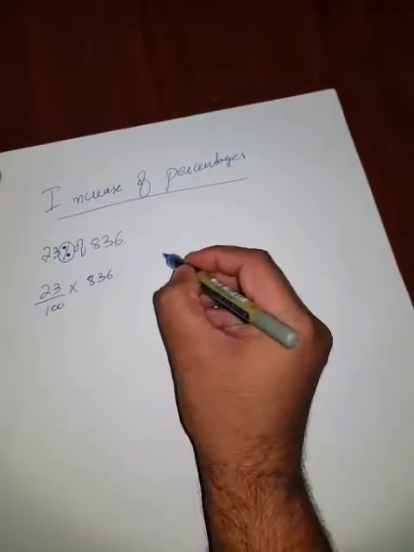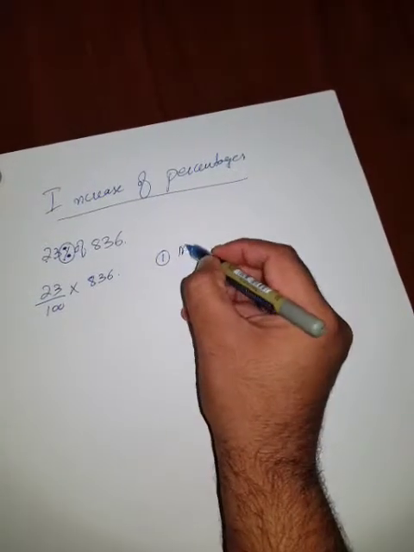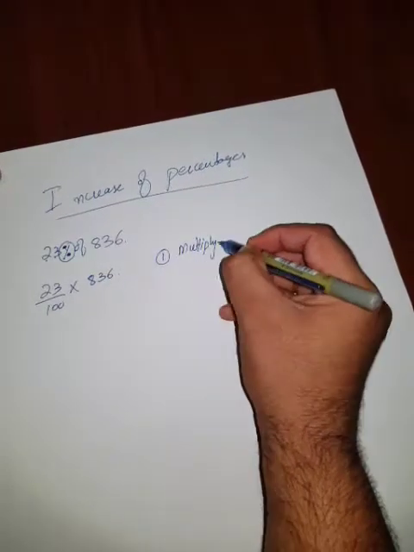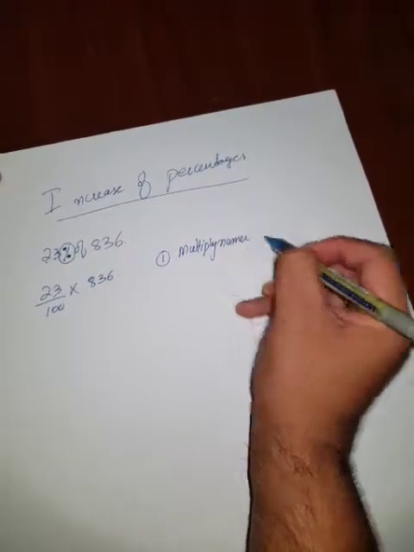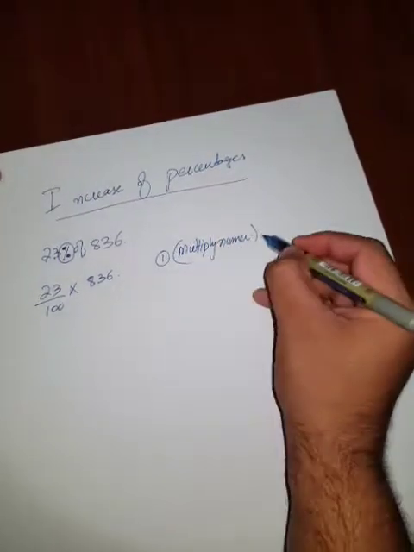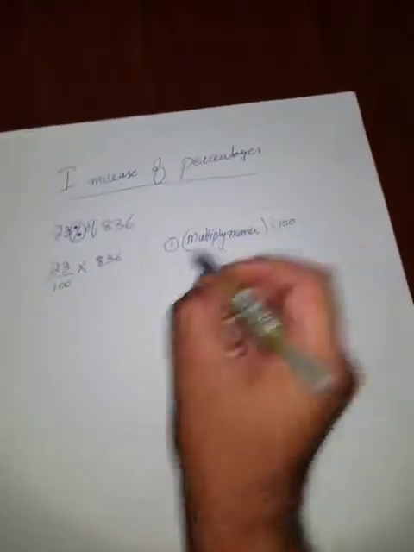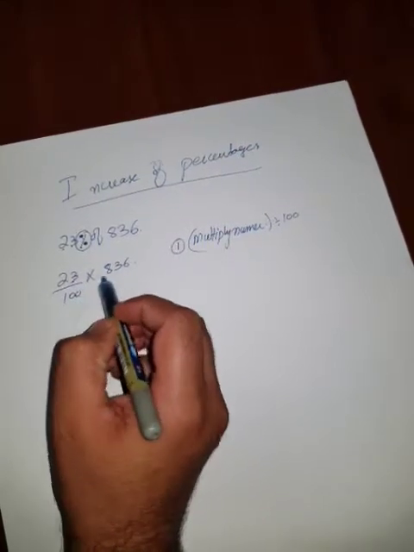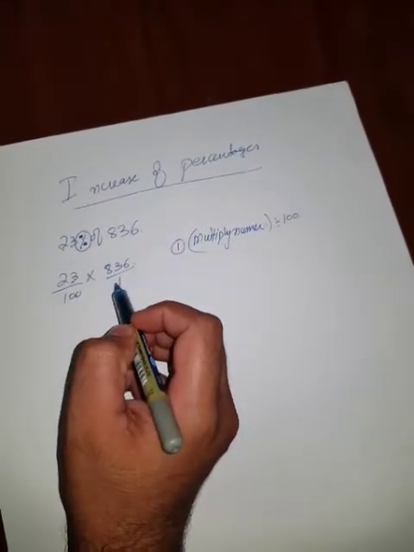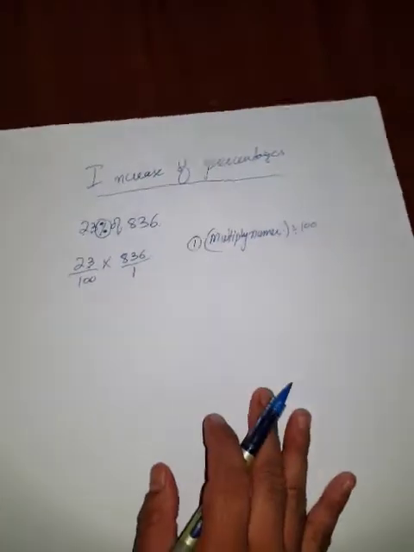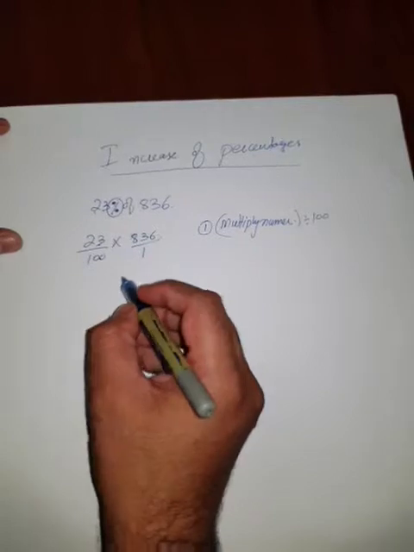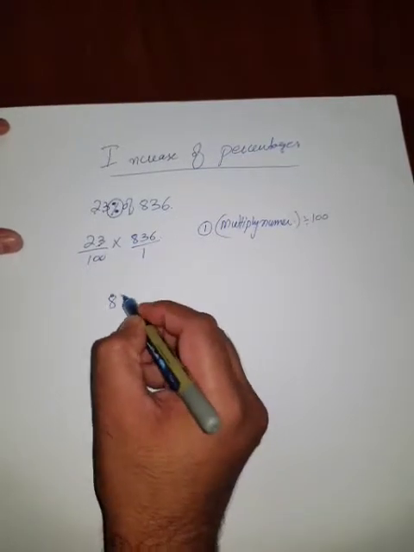A very simple rule. First step, multiply numerators and then divide the answer by 100. So in this one, this is my numerator, 23 over 100, this is a fraction, and of course 836 over 1, this is again a fraction. I can simply multiply 23 and 836. So how do we do multiplication? You should know the long multiplication process.